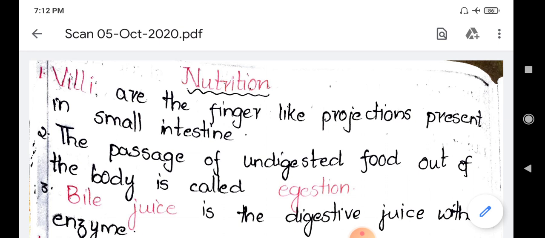The passage of the undigested food out of the body is called, the answer is egestion. Regarding this topic, in the previous video we have already discussed the different steps in holozoic nutrition, and the last step is egestion. It means nothing but sending out the waste or undigested food from the body. Next, let's go to the third bit.